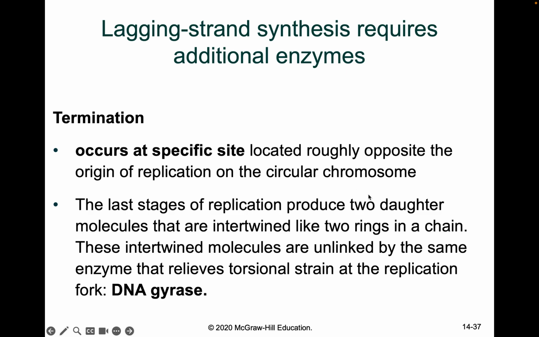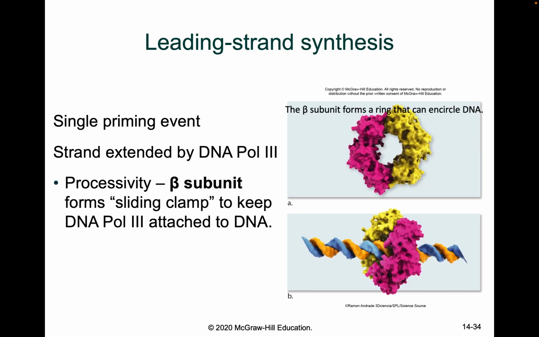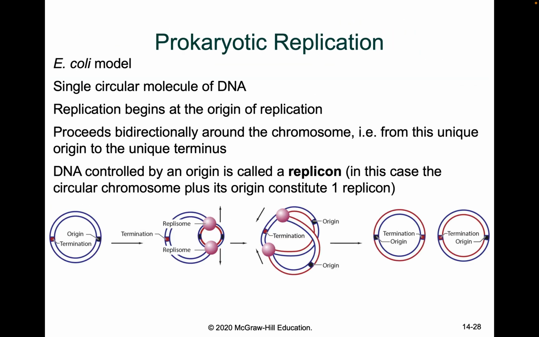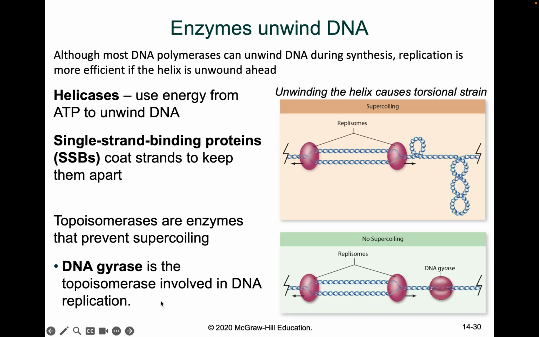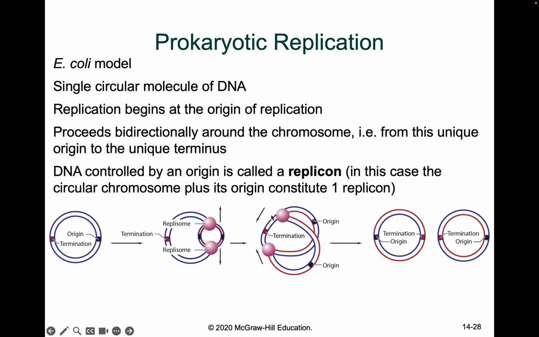The last stage of replication produces two daughter molecules that are intertwined like two rings in a chain. You really get two rings in a chain, because if you go down here, they comply with each other, and you have two rings connected to each other. So you need something that's going to cut this, and that is DNA gyrase. These intertwined molecules are unlinked by the same enzyme that relieves the torsional strain in the replication fork. DNA gyrase comes and unhooks these two rings that are connected to each other. It unhooks them and gives you two nice strands, and that's termination.